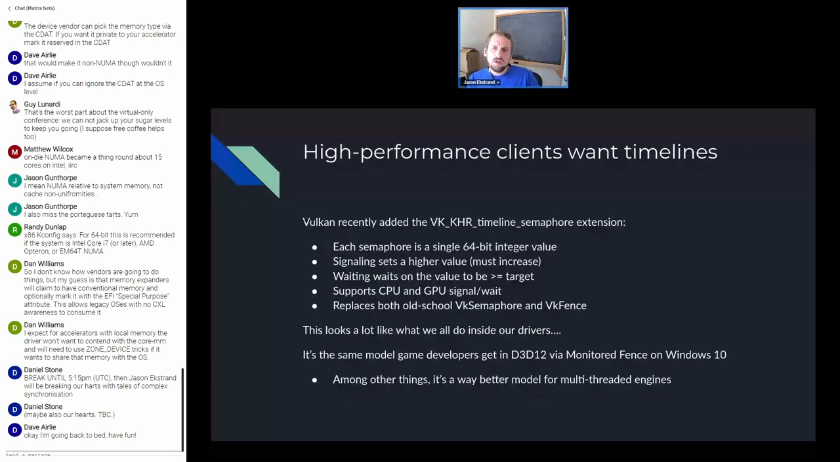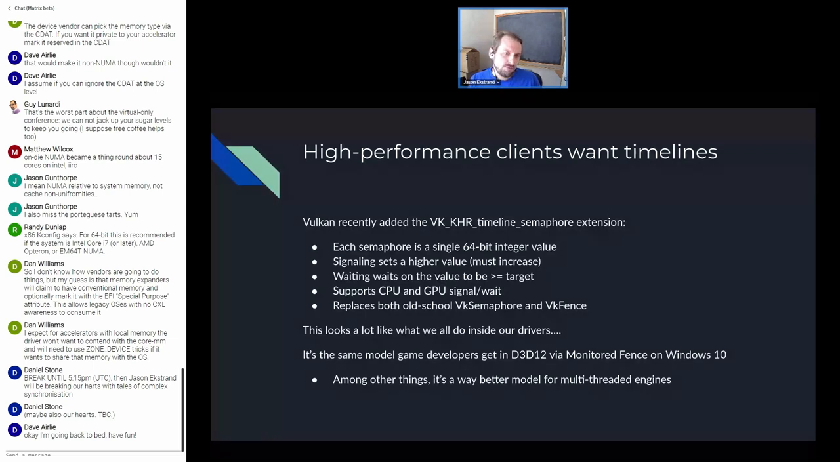Another example of where things kind of fall apart is that high-performance clients want more of a timeline model. So this was the number one feature request that we, i.e. Khronos, got for Vulkan early on. People were not happy with our semaphores and fences, and they wanted a timeline model.